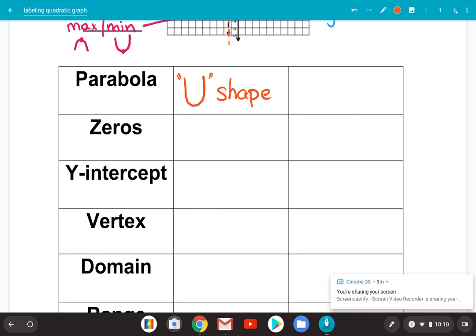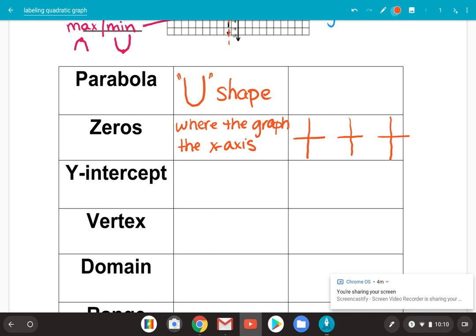Zeros, and that's what they like to call it, is where the graph crosses the x-axis. There are actually 3 different ways it could cross the x-axis. We could have it not cross the x-axis at all. So you would have 0 zeros or 0 solutions.